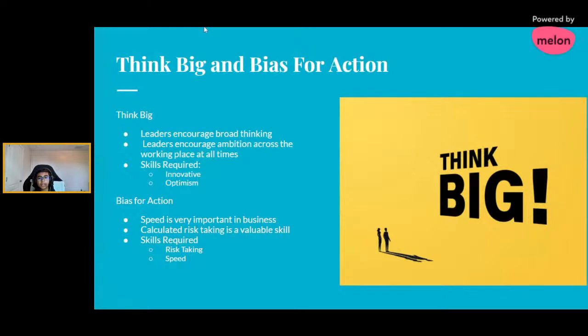Next, leaders have the ability to think big and bias for action. So leaders encourage broad thinking amongst workers. They also encourage ambition across the working place at all times, which requires innovation and optimism. Bias for action is something where speed is very important in business, and therefore calculated risk taking is a valuable skill. Leaders need to know when to make a risky decision and how it could pay off. So the skills required for this include risk taking and speed.